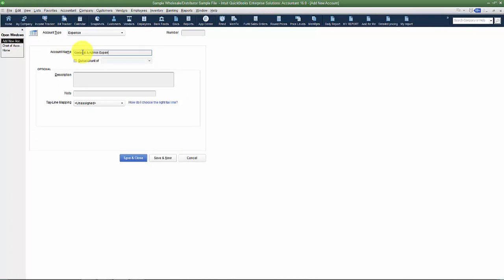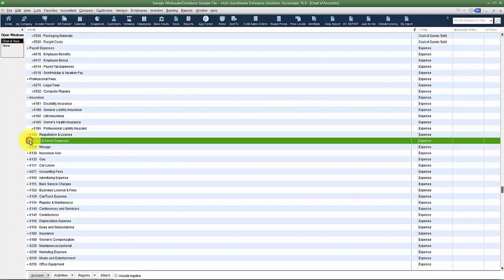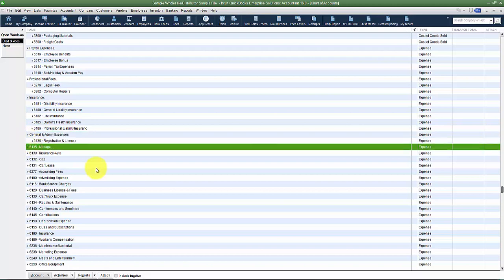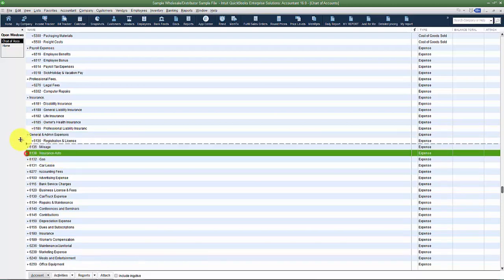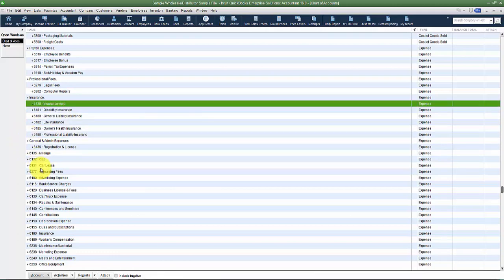Registration and license. Okay, mileage, insurance, auto. So insurance, auto, I'm going to stick under insurance. Now, depending on, again, you have to make decisions. We'll do that after the fact.